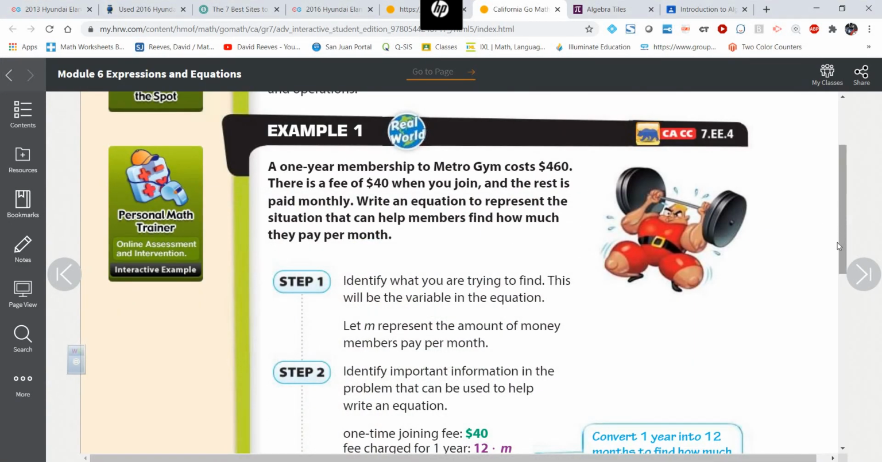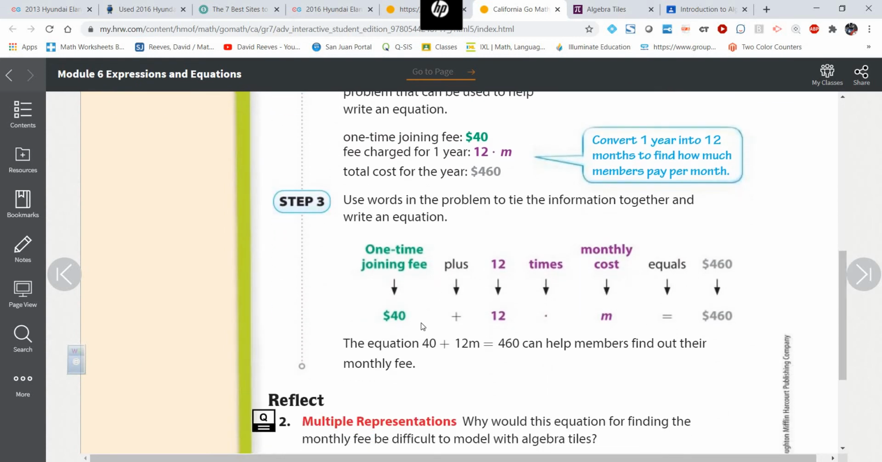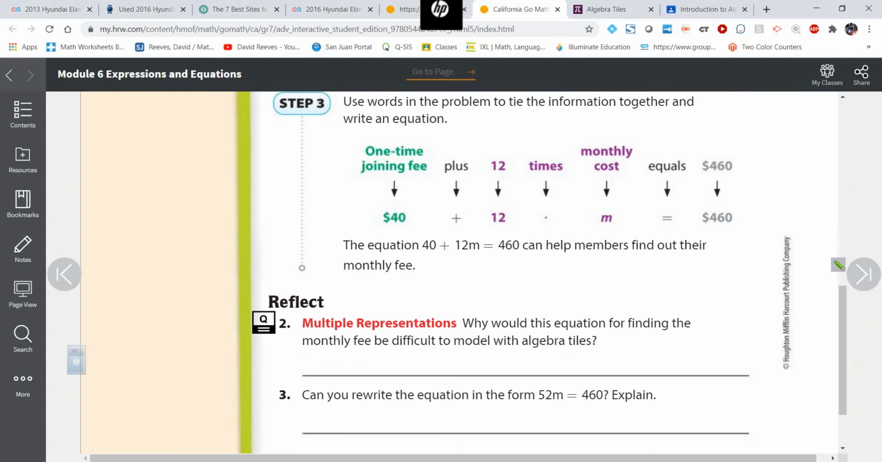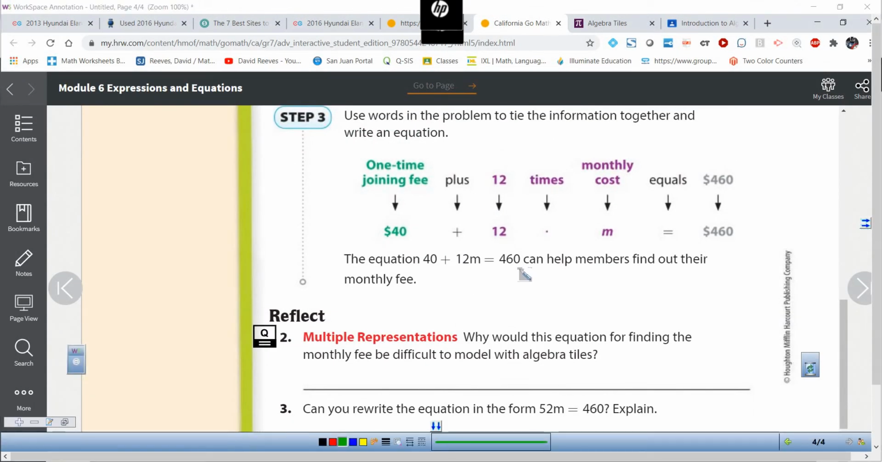So if we go down to where they wrote the equation, here we go. One-time joining fee of $40 plus, because we're adding all this together. Here's our total of $460 over here. 12 times the monthly cost. So here is our recurring cost. How many times does it recur? 12 times. So there would be our equation: 40 plus 12m equals 460.